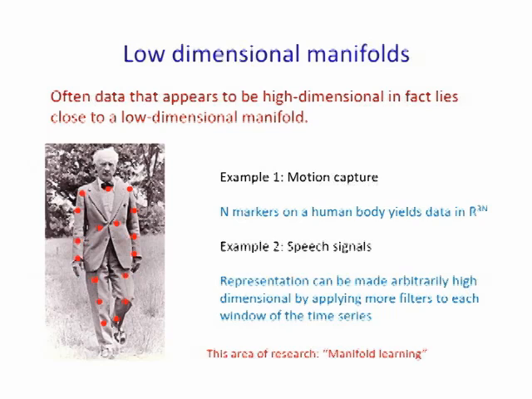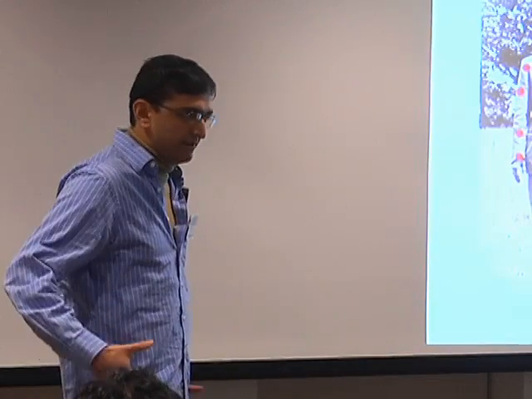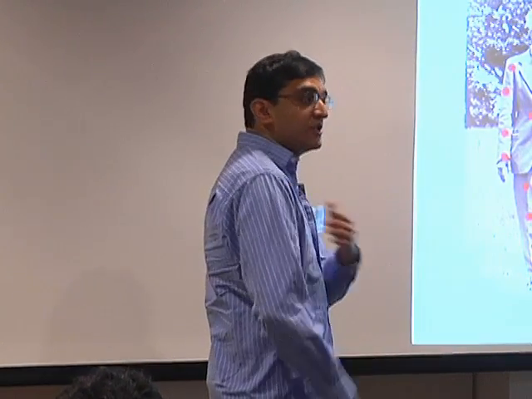So for instance, suppose you were trying to come up with models for animation. One thing you could do is to find a particular subject and put a lot of markers on their body, make them walk around, and then measure the positions of these markers as they were walking. So for instance, let's say you put 100 markers on a person's body. As the person's walking, each marker is a three-dimensional position. And so you get 300 numbers.